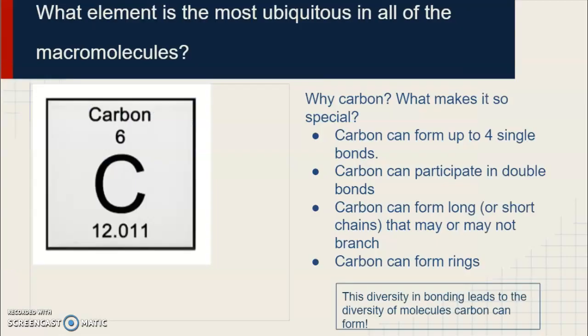As it turns out, carbon is very unique. Out of all the elements in the periodic table, it is very special because it can form up to 4 single bonds. It can do double bonds. It can form super long chains. It can form super short chains. It can have things that branch off of it, and it can form rings. And no other element can do all of these things.